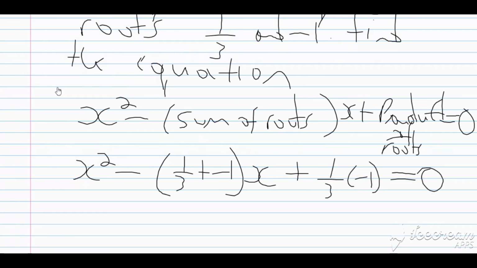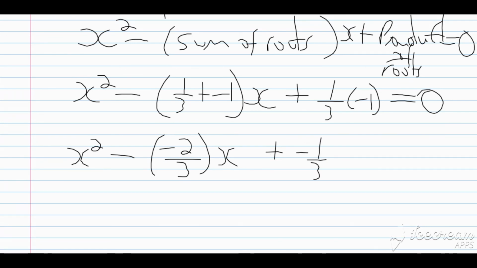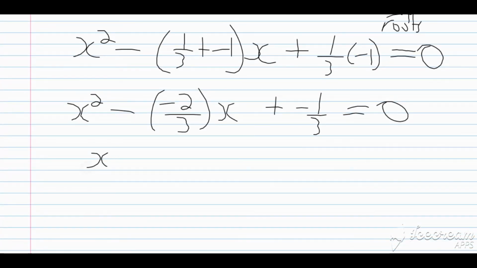All right. And all I need to do here is break this down. So it becomes x squared minus, well, 1/3 plus -1. That is going to give me -2/3, times x plus, well, you have 1/3 times -1, so that's plus a -1/3 equals 0. All right, now if I tidy this up, removing the bracket, I'm going to have x squared plus 2/3 x minus 1/3 is equal to 0.